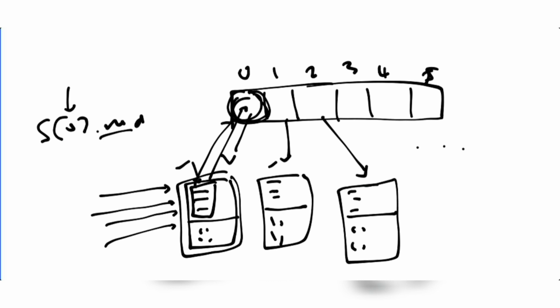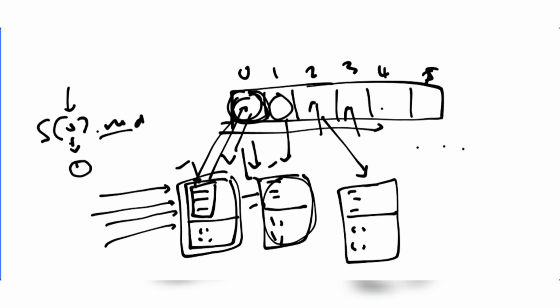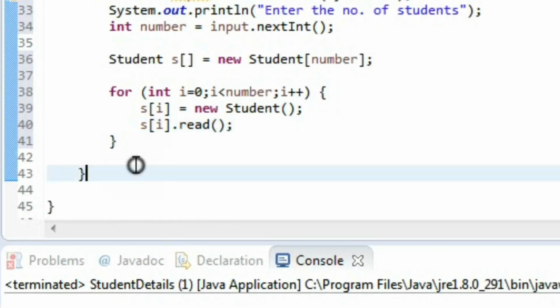When we increment, i will become 1, then we will call s1 dot read. The user's input values will be stored in this object, and this will be stored in the array here. In that way we will go from 0 to n, so all of these objects will be stored in the array. Now we have the data of the students.